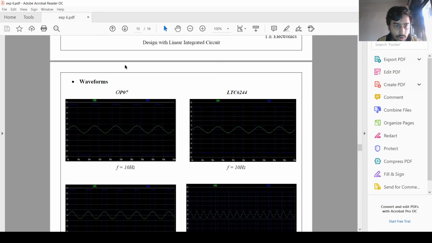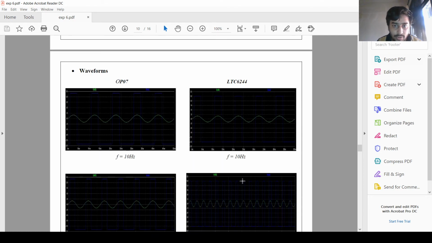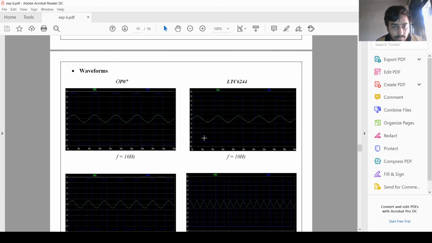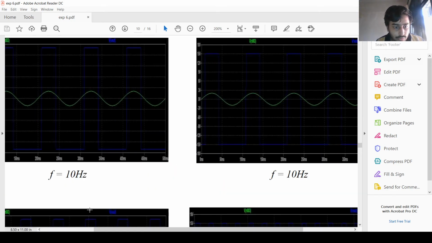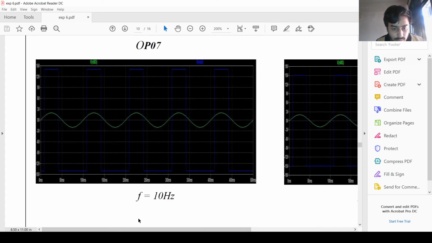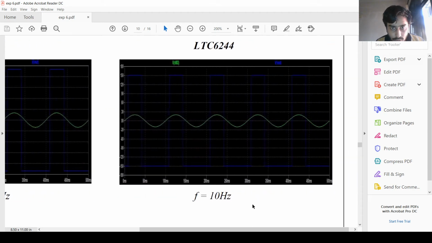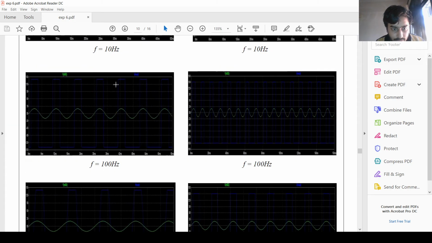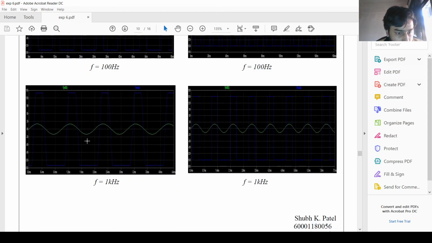These are the waveforms for op-amp OP07, and these are the waveforms for op-amp LTC6244. You can compare the frequency. So for 10 hertz for OP07, this is the waveform, and for LTC6244 for f equal to 10 Hz, this is the waveform. But for op-amp OP07, it starts getting distorted at frequency f equal to 1 kilohertz, but in op-amp LTC6244, it remains the same.